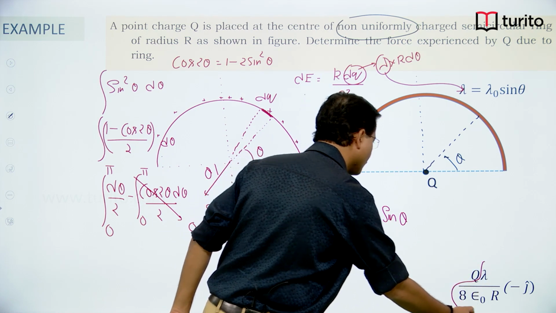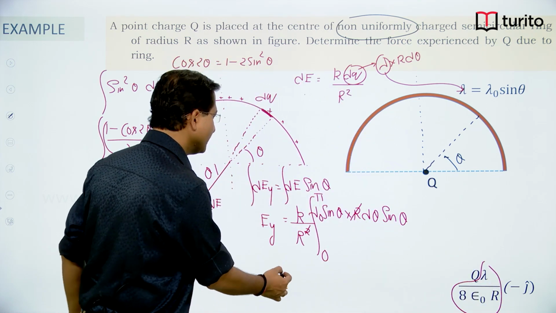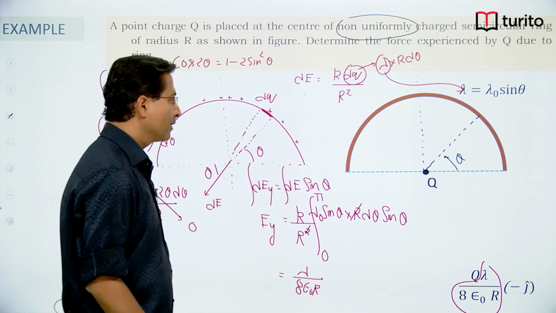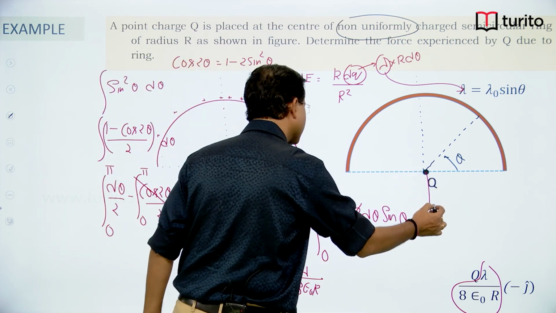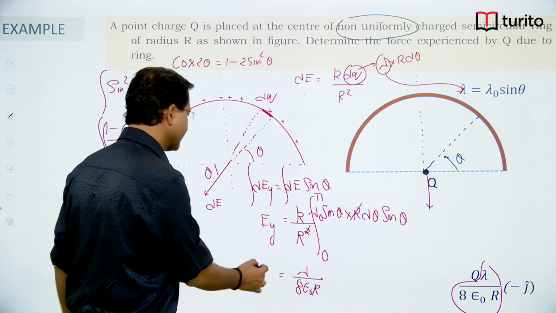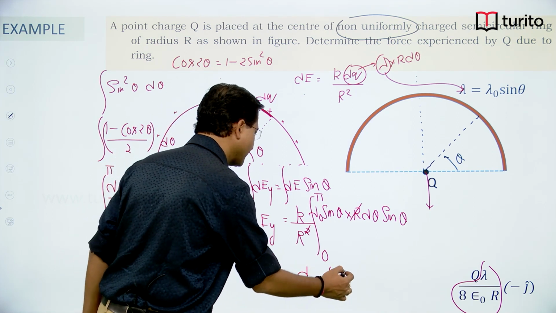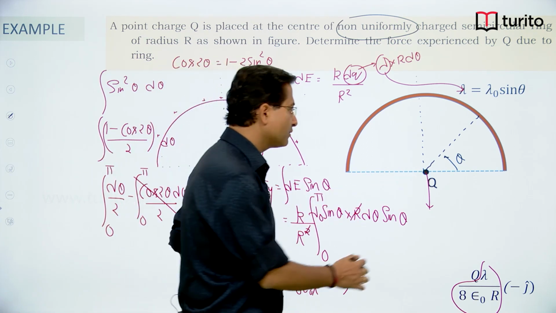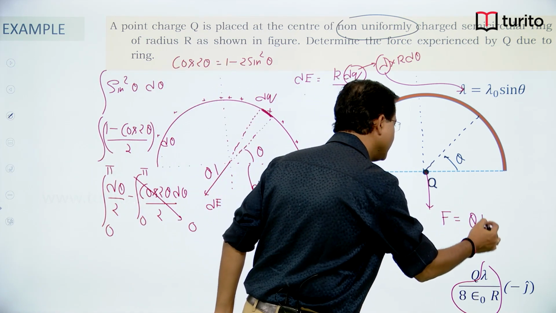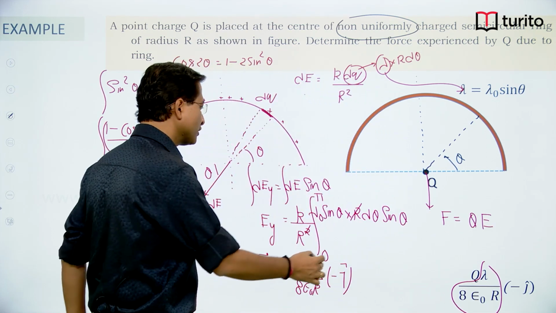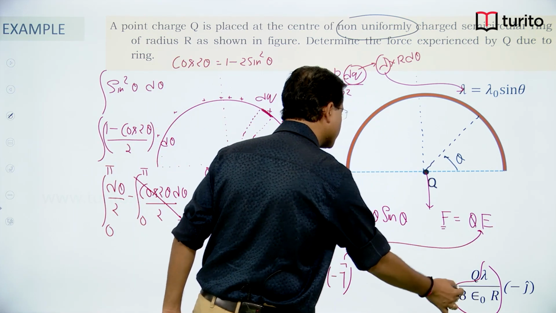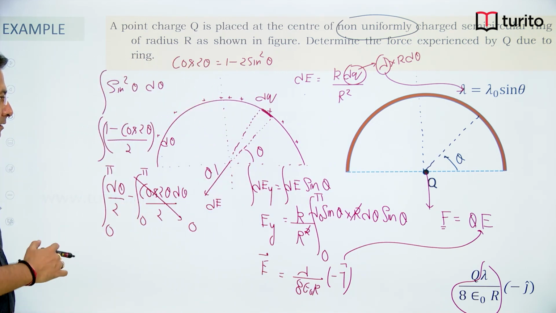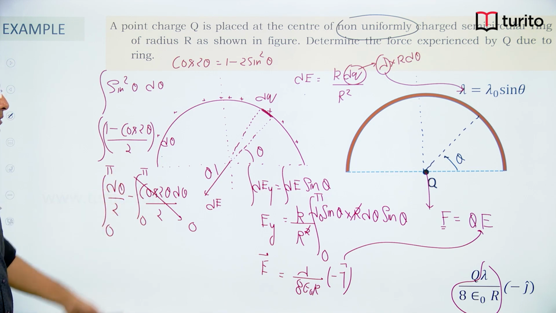This is the field. So the field is coming after simplification, and the direction is in this direction, that is why we are writing in vector form, minus j cap. In this field, if I am keeping this charge, then the force experienced will be F is equal to Q into E. Substituting the value of E over here, I will get the value of force. I hope this example is also clear.